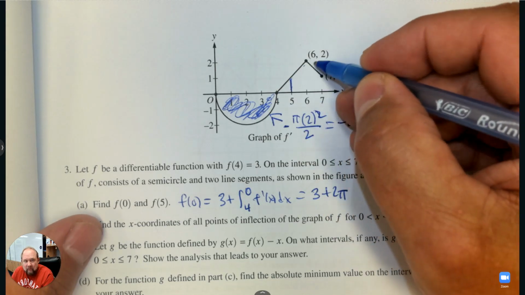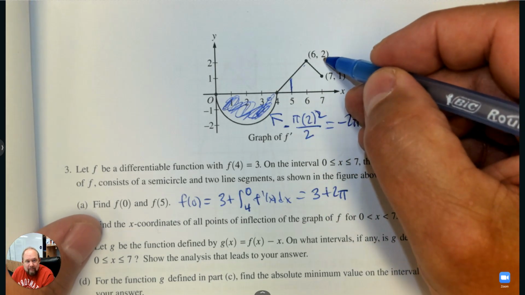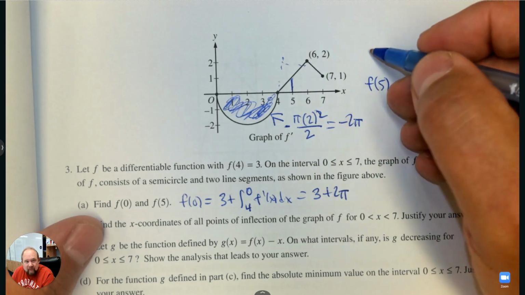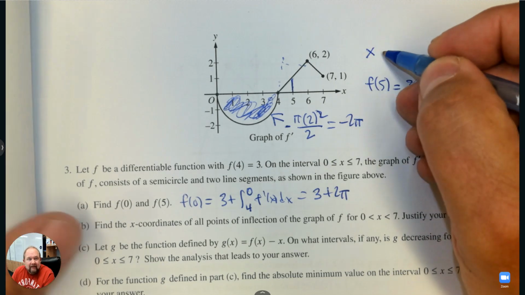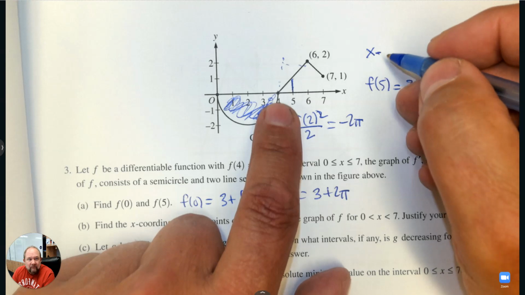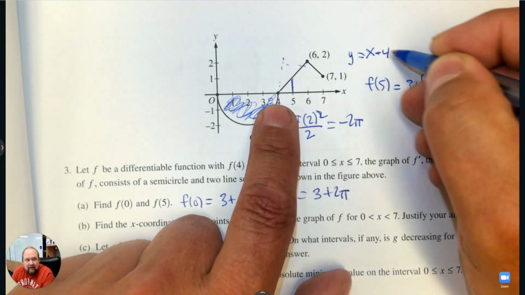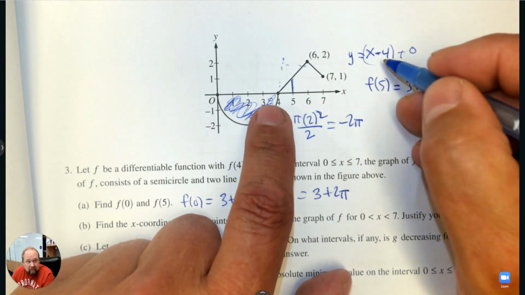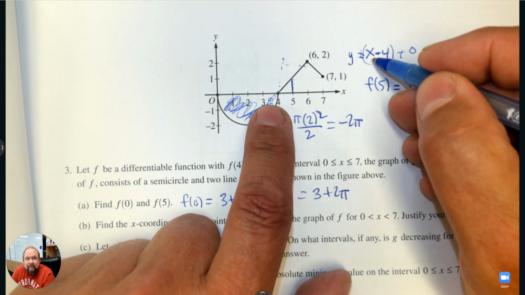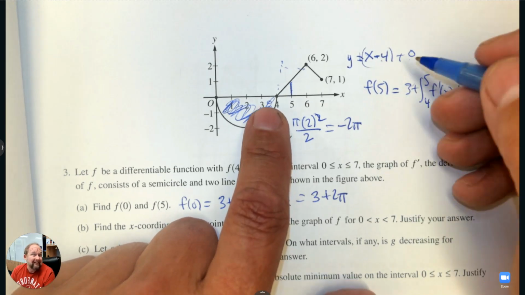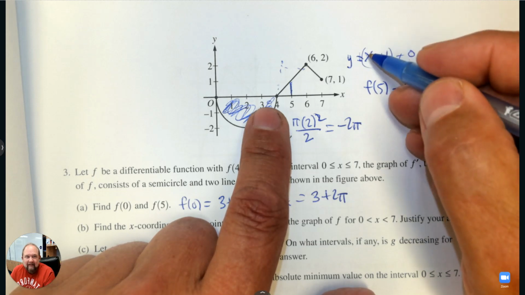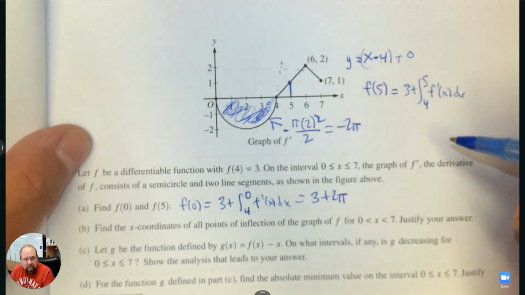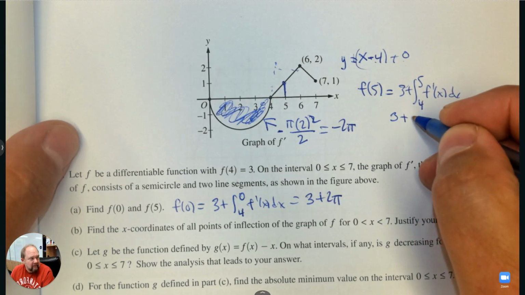The slope of this line, rise over run: it goes up 2 and to the right 2. So that slope is 1. And if I take the x coordinate and then the y coordinate, that's an equation for that line using the point at 4, like writing a tangent line. So the slope is 1. If I plug in 5, I can see that the value is 1, which is what it looks like. So this is 3 plus 1.